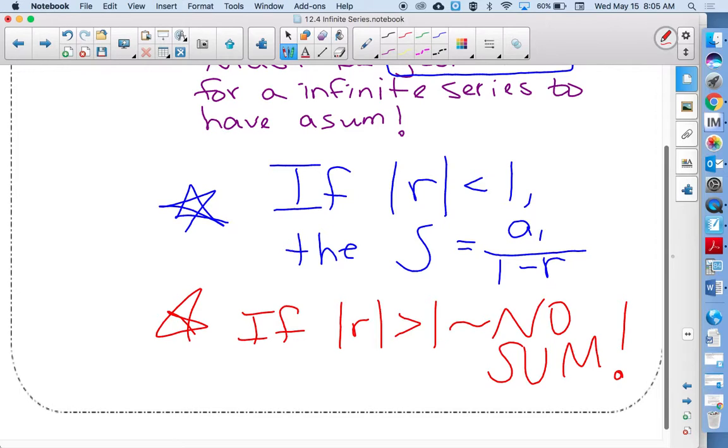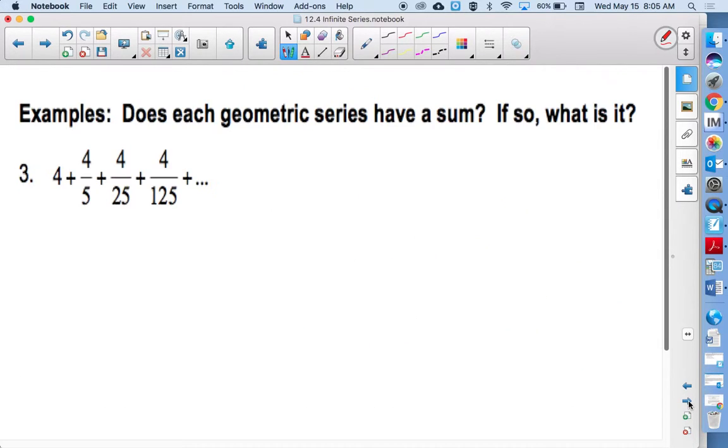So on the next page, there are 4 or 5 examples. We're just going to look at those examples and try and decide, is it geometric? What's the r value? Because that's the condition that must be met. Those two things, geometric and the absolute value of r less than 1. If so, then we can calculate the sum. If not, then you just say there is no sum because the graph isn't going to have a limit. So the directions: does each geometric series have a sum? If so, what is it?